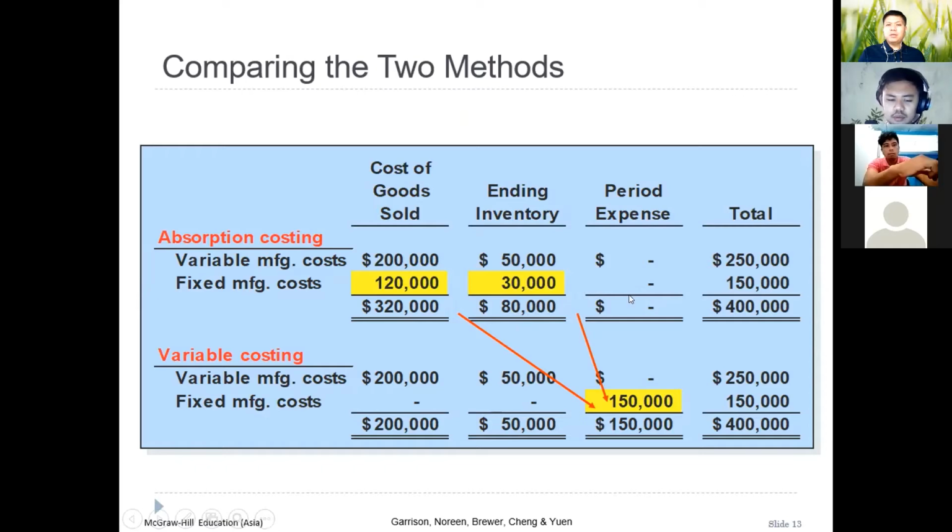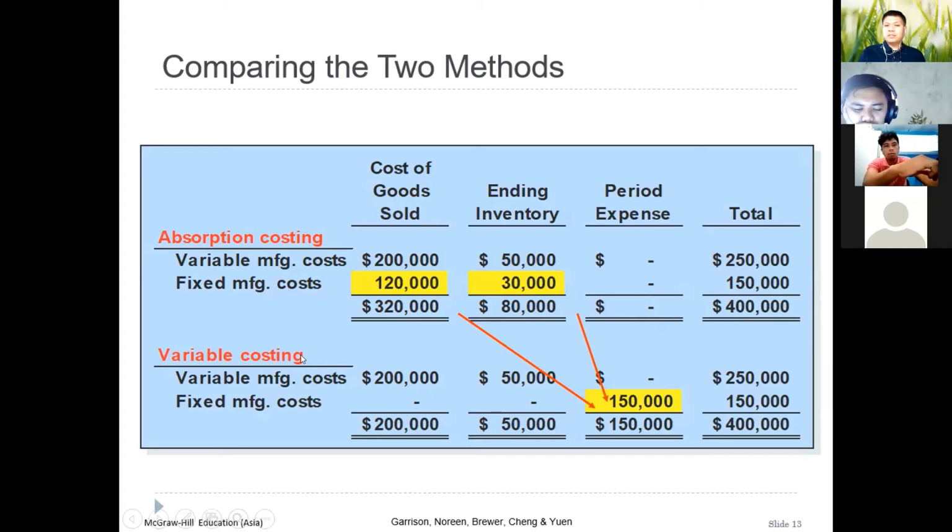For the period expense, this is 0. So the total here is 200 plus 50. That's 250,000. Fixed manufacturing cost is 120 plus 30. That's 150,000, or a total of 400,000.